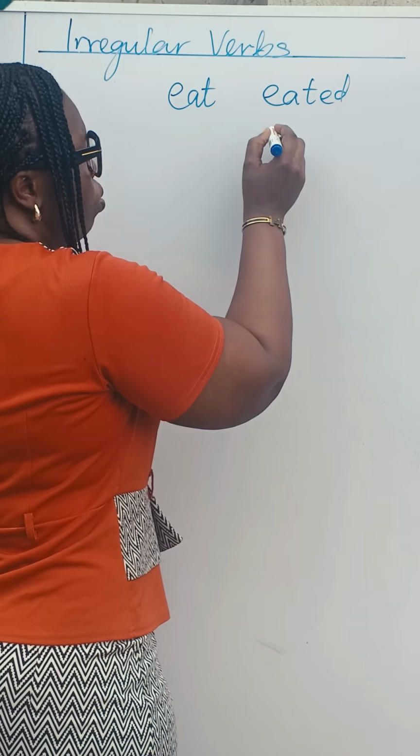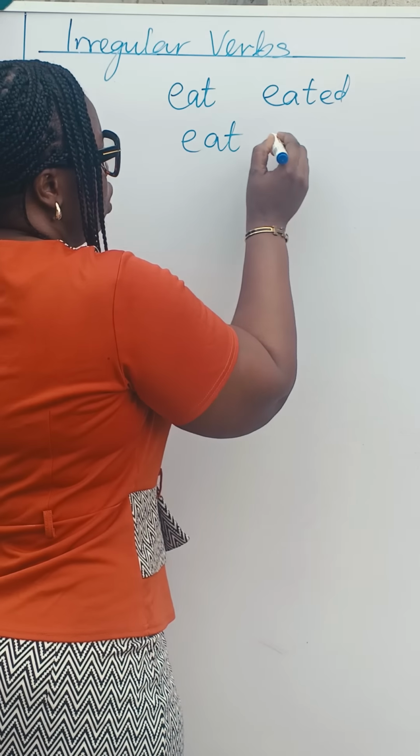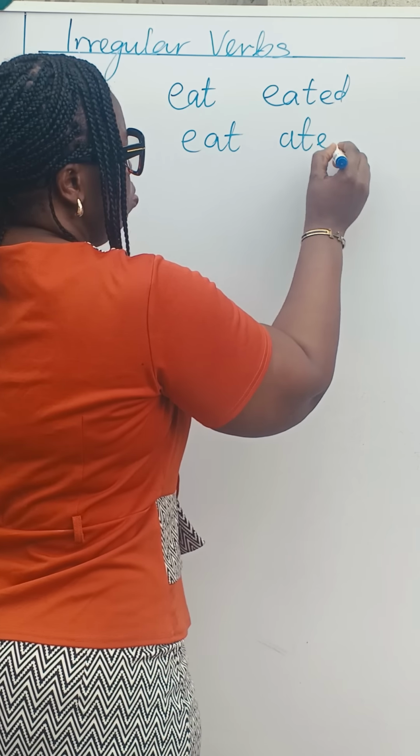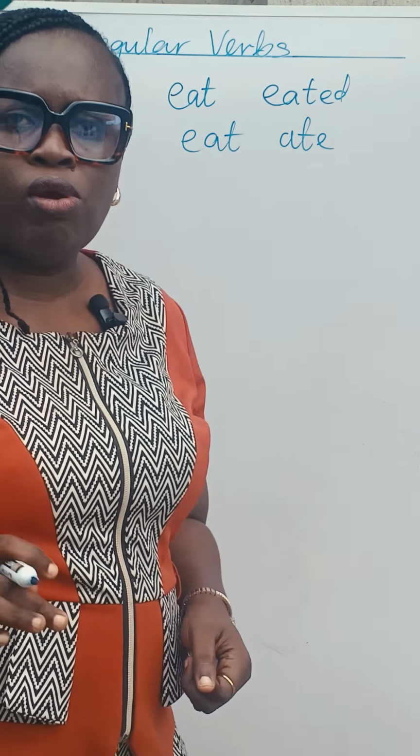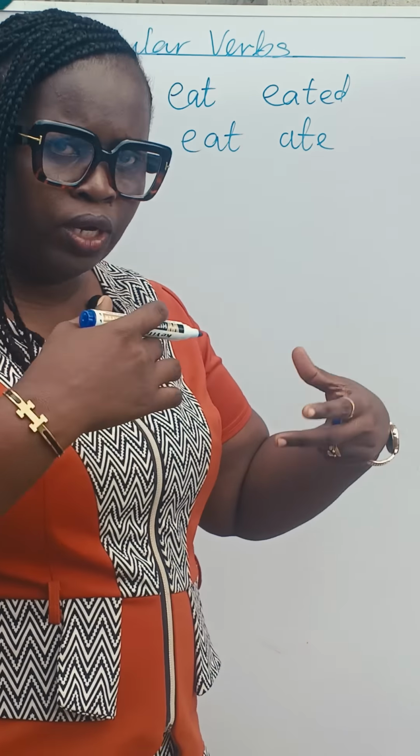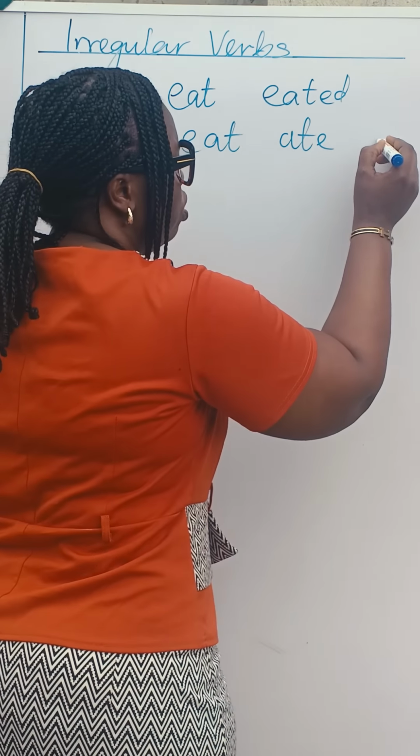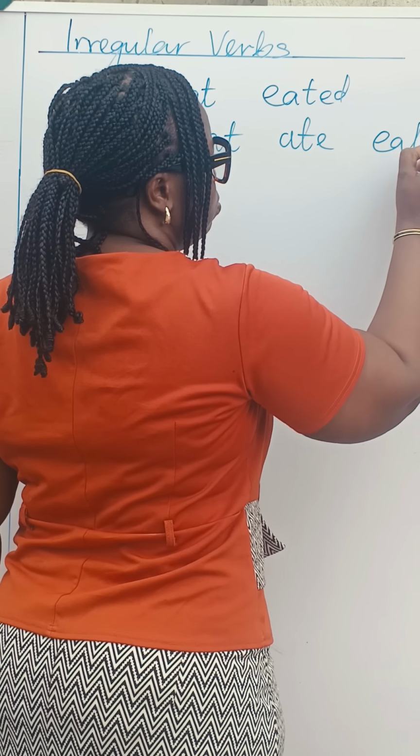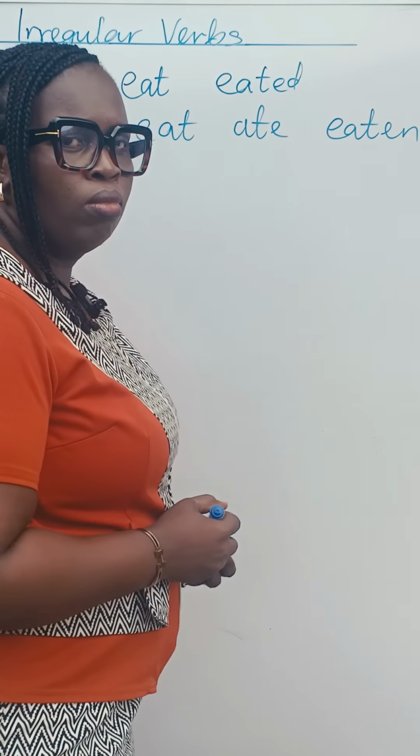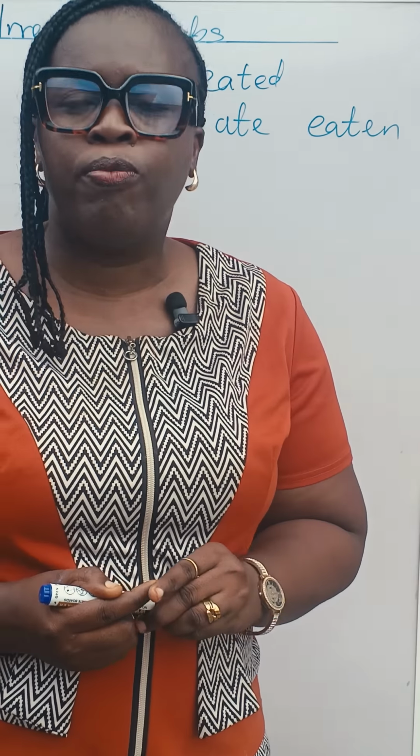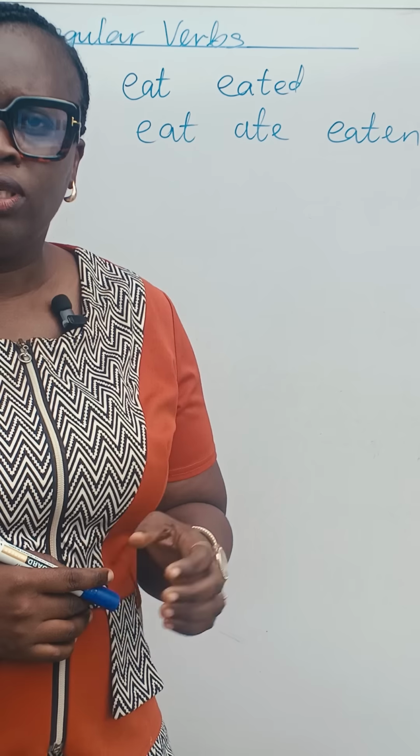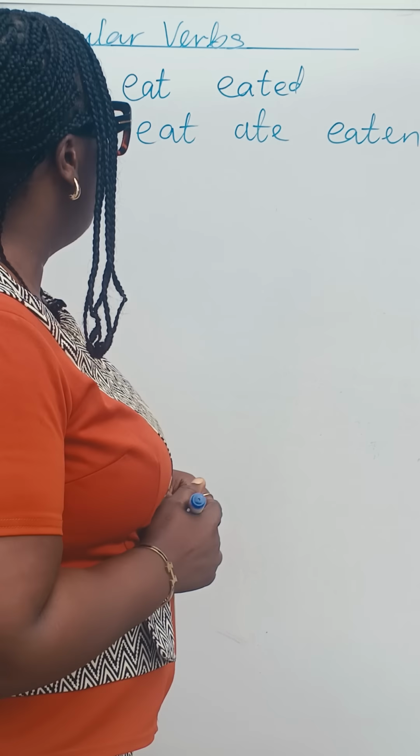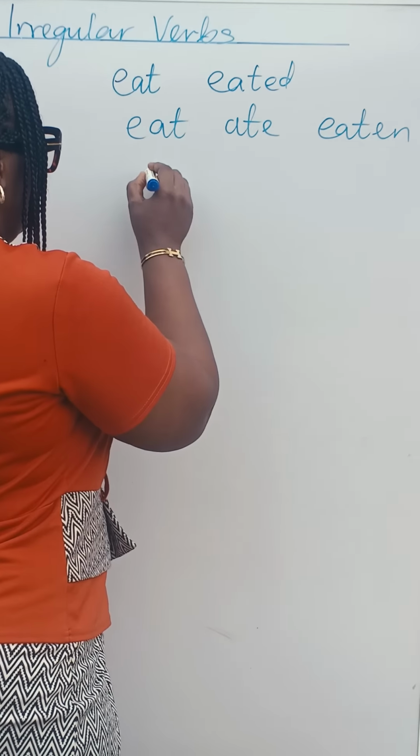Rather, we have eat. It will be changed to what? Ate. That's the past tense of eat. And when we want to write the past participle, it's also changed to what? Eaten. That is an example of an irregular verb. Eat. That is an example of what? An irregular verb.